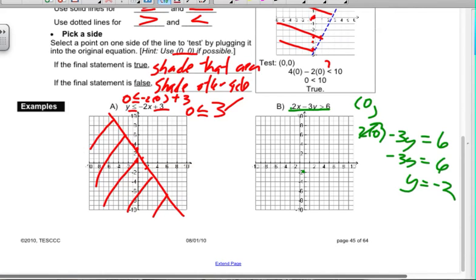Now the next easy thing to do then is to get your x-intercept, which is where y is 0. So I come back up and I put 0 in for y. So I end up with 2x is 6, or x is 3. So my x-intercept is at 3, 0. I've got 2 points. I can connect my line. And it's dashed because these are not equal to.